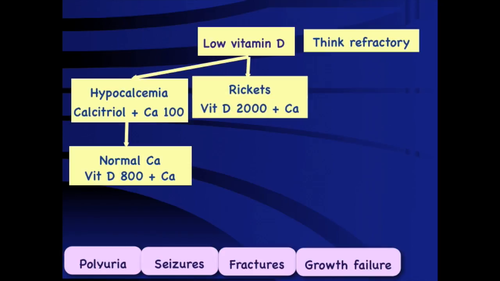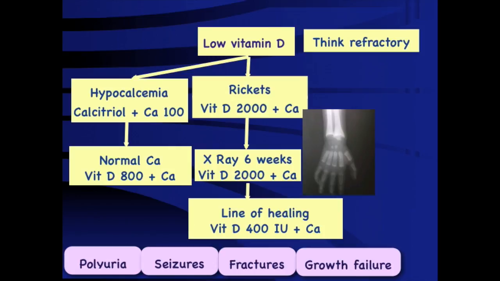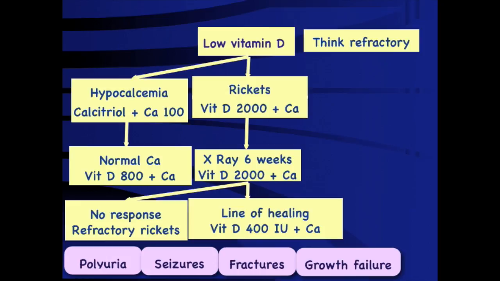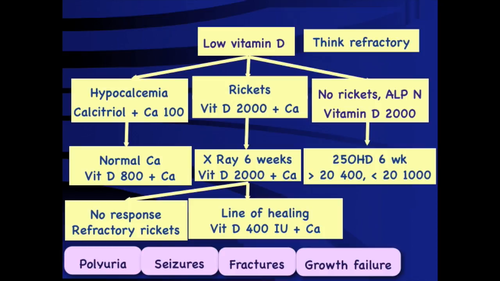If these things are not present, we can give either a daily course of vitamin D or a weekly therapy of 50,000 international units per week for 6 to 8 weeks for children beyond 1 year of age. If there is a response, we look at the X-ray, and if in 6 weeks we see a line of healing, we continue vitamin D and calcium for a period of time. If there is no response, we should think of a possibility of refractory rickets. In the rare possibility of a child with low vitamin D having no rickets or a normal alkaline phosphatase, we should start vitamin D and repeat the levels after 6 weeks and try to maintain them.